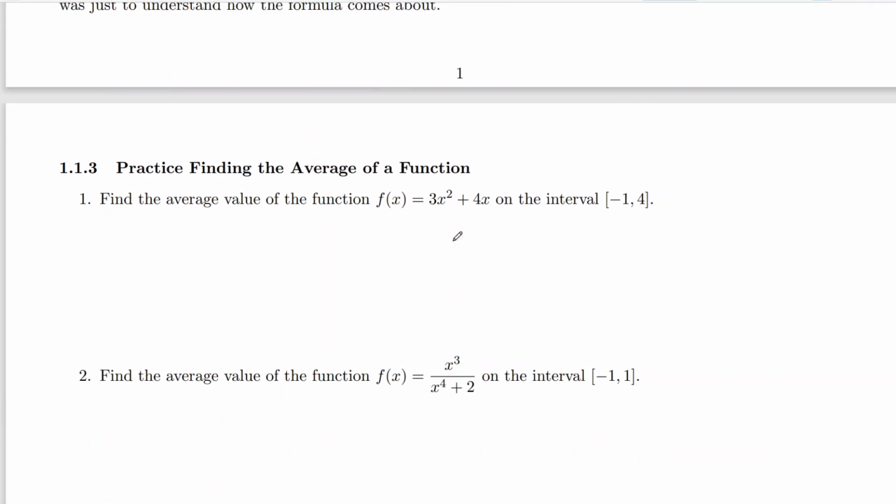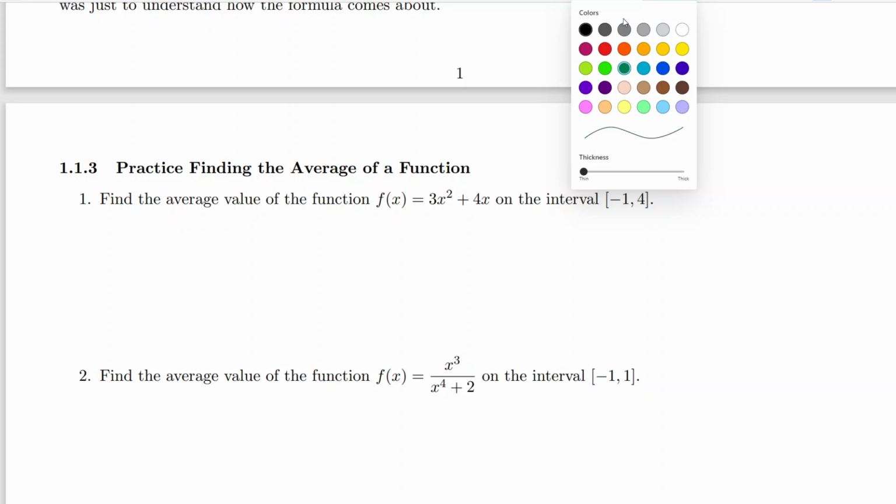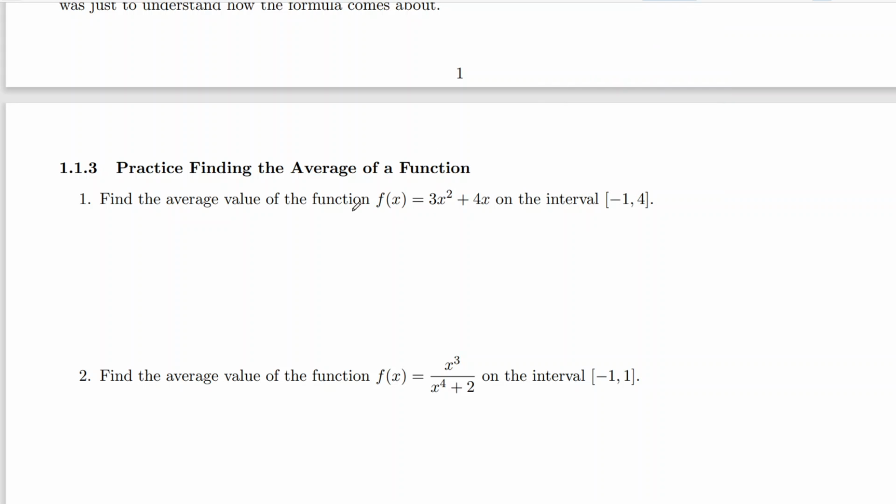All right, so with that, let's go ahead and jump in. In order to figure out the average value of a function, you're going to have to be given the function itself and some type of interval. But it's not going to be more complicated than that. As soon as you set it up, you're going to have your integration techniques that you've learned, and you'll use one of them.